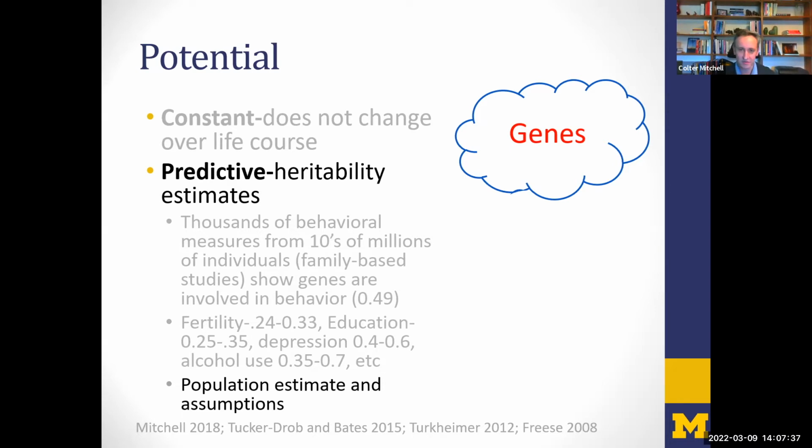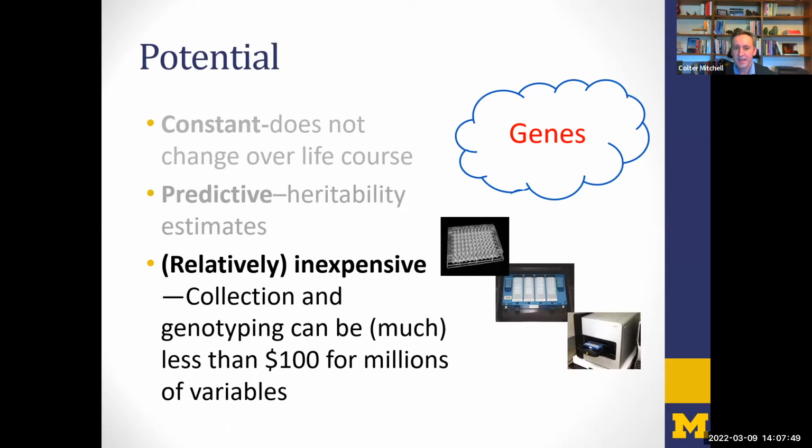Demographers use that all the time. The same is true for genetics. And there are lots of assumptions. Again, we can talk about that another time. But that's kind of the potential. The other thing is, especially over the last few years, it's relatively inexpensive to collect these. So imagine trying to do a survey where you can get millions of variables for less than $100 per person. That's almost impossible to pull off. So you get a lot of information for relatively little cost.